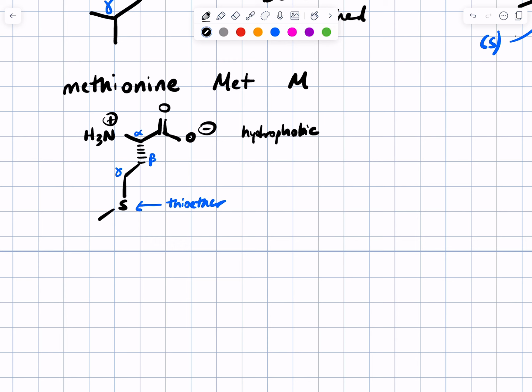Methionine is the amino acid encoded by the start codon in mRNA, and so in proteins that you express in bacteria, methionine is always the first amino acid in the sequence.